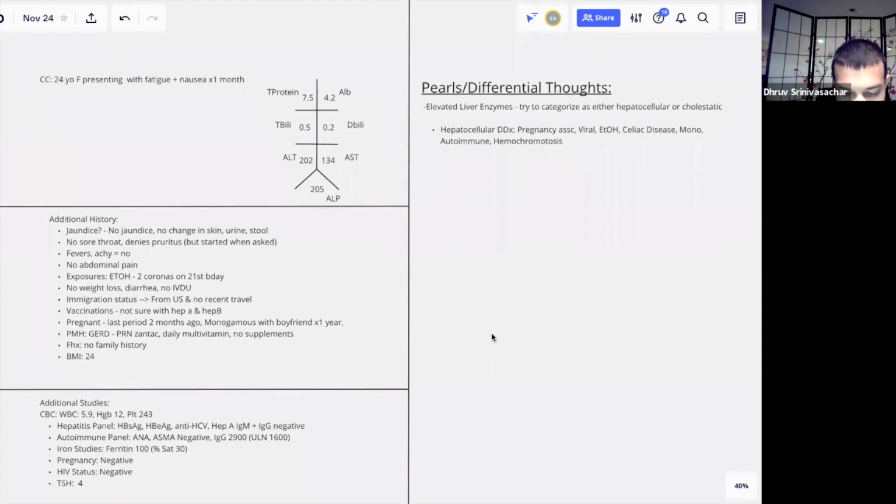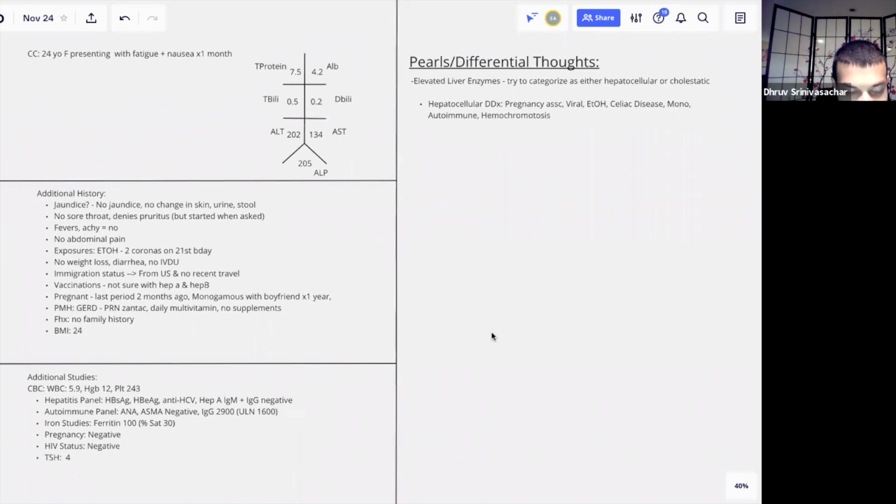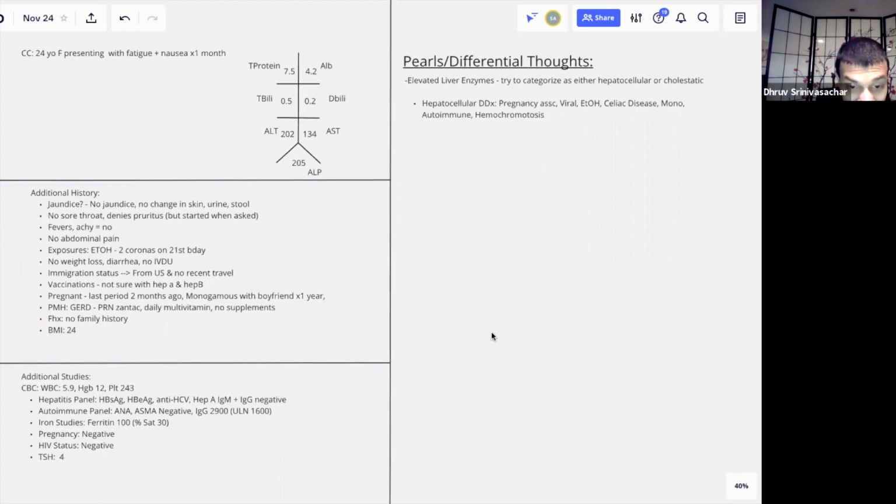I would probably also get a CT, considering that IgG is quite a bit higher than the upper limit of normal. IgG4 disease is on the differential, and I'd want to see if there's any lymphadenopathy in the abdomen and retroperitoneally. Okay.